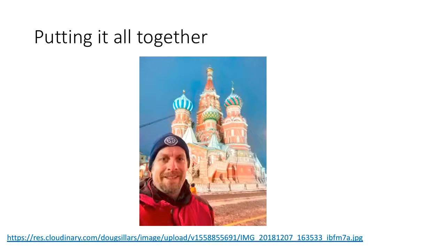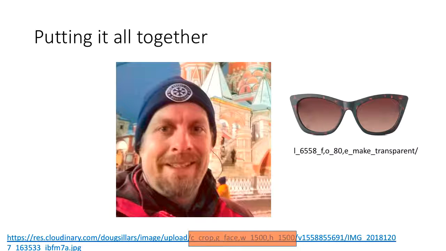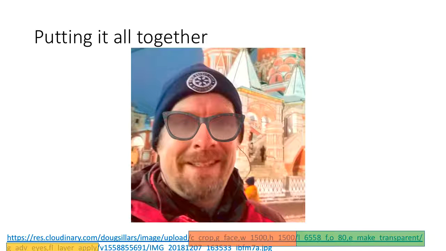So now I can take all of this together. I take a picture of me, and I can use the Gravity Auto to center on me, right? And then I can take an image of sunglasses that I've removed the lenses on. I can make it transparent, and then I can apply that onto my face. And so obviously those are really horrible sunglasses for me, but it worked.